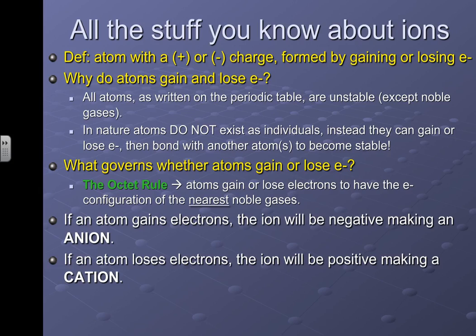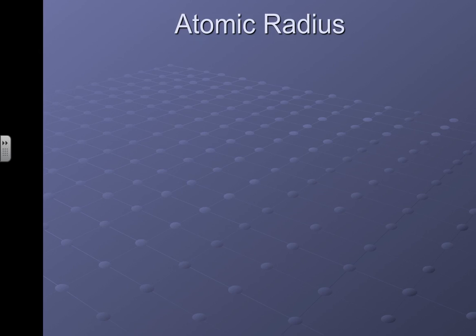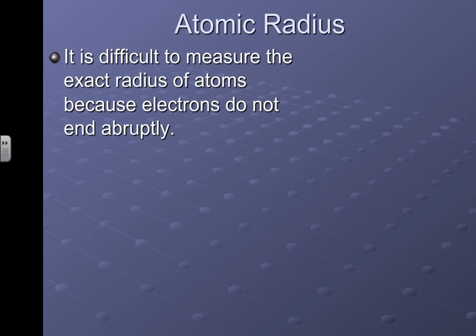All right, moving on. Atomic radius. So you probably know the word radius as opposed to, say, the word diameter. So you would understand that it's essentially from the middle of an atom to the outside edge. So you have half the distance, basically. But here's a problem. Where does an atom end? It is difficult to measure the exact radius of atoms because electrons do not end abruptly.